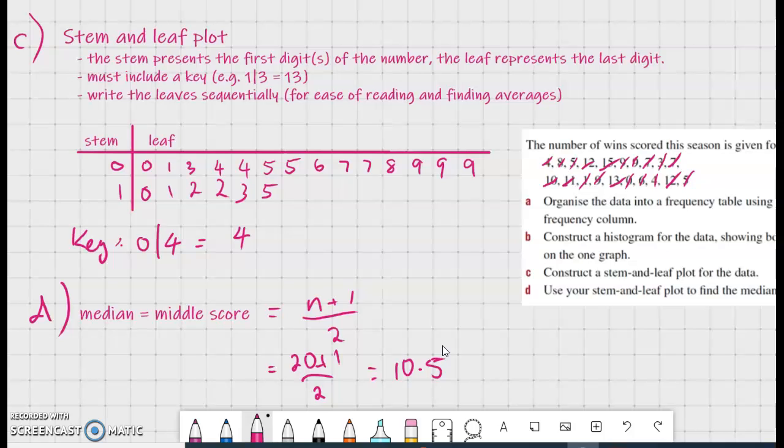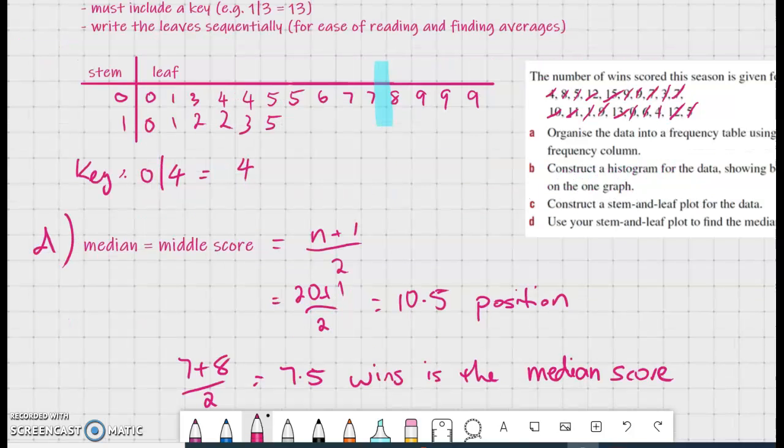It means we have to find out what is in that position in the line. So we go 1, 2, 3, 4, 5, 6, 7, 8, 9, 10. And it's right there that it falls. So halfway between 7 and 8. So the median score is 7.5. Okay, and that's question 1.